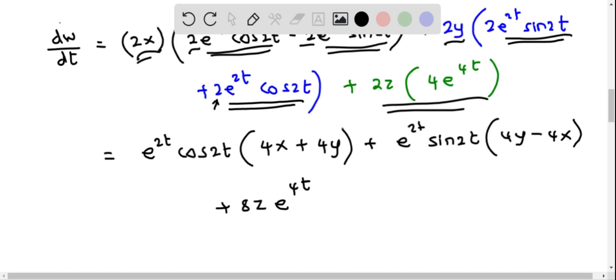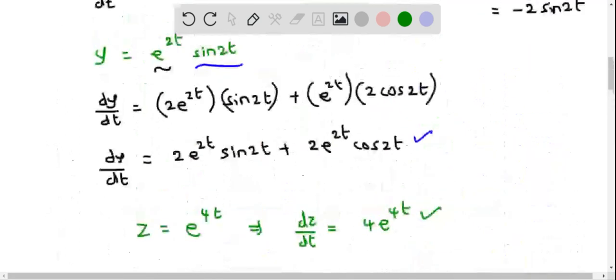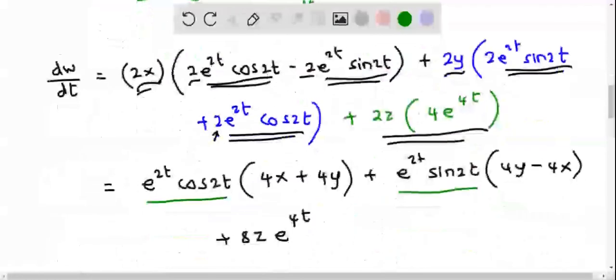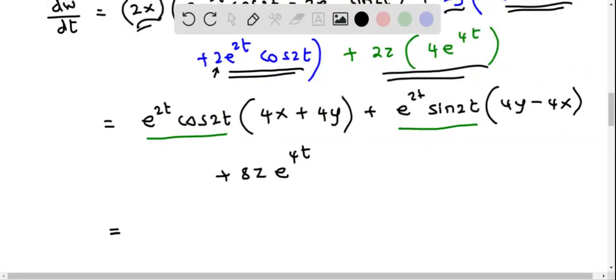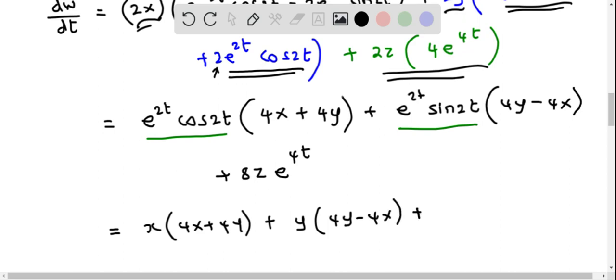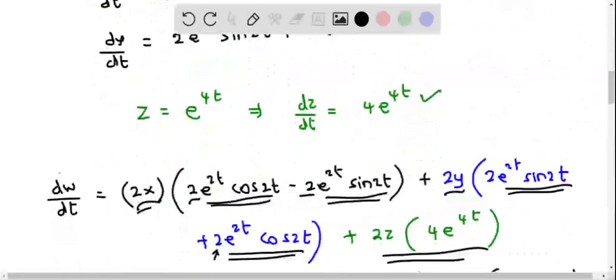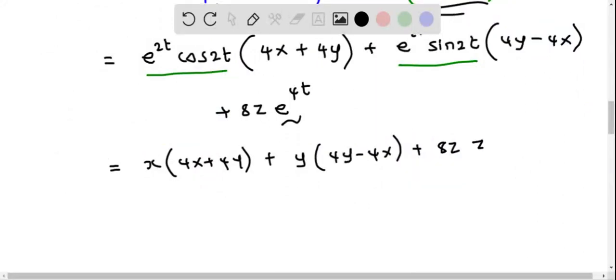Now I'm going to make some substitutions here. Notice that e power 2t cos 2t as well as e power 2t sin 2t can be replaced from the original functions, because e power 2t cos 2t we can replace by x, and e power 2t sin 2t we can replace as y. So let's do that. Therefore this becomes x times 4x plus 4y, and y times 4y minus 4x, plus 8z, and we can also replace this e power 4t according to the original function, it is z. So I'm going to replace that e power 4t by z, so it becomes 8z times z.